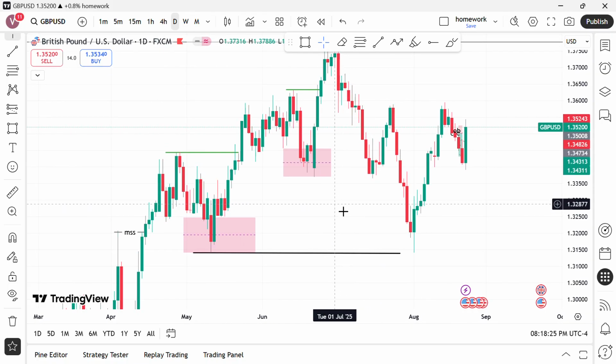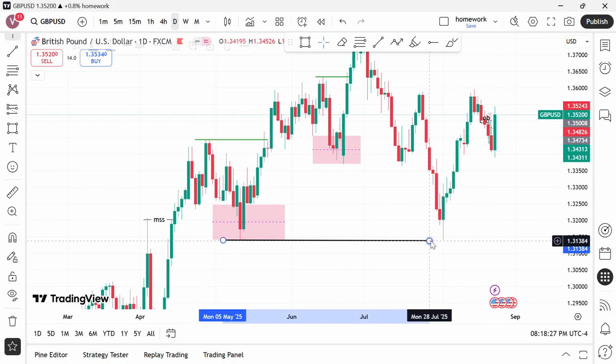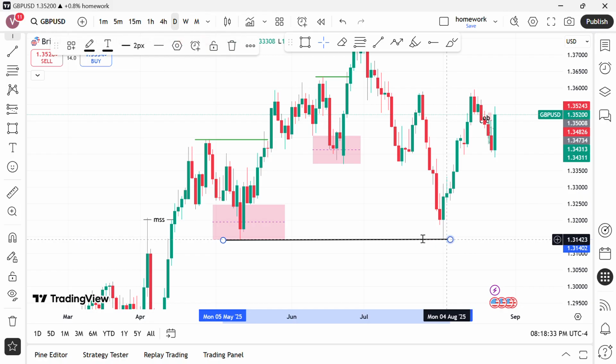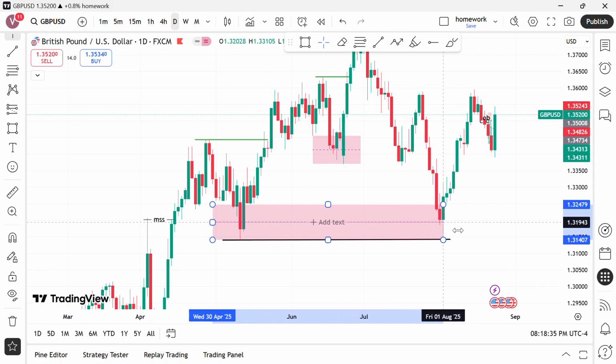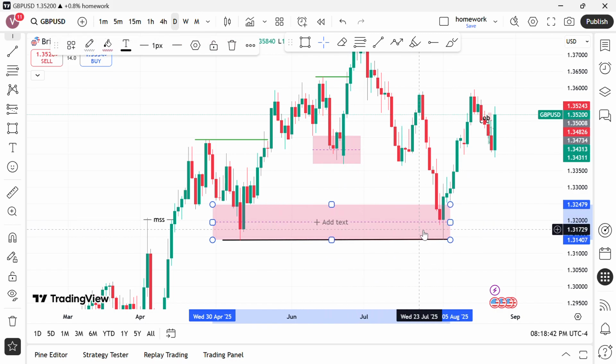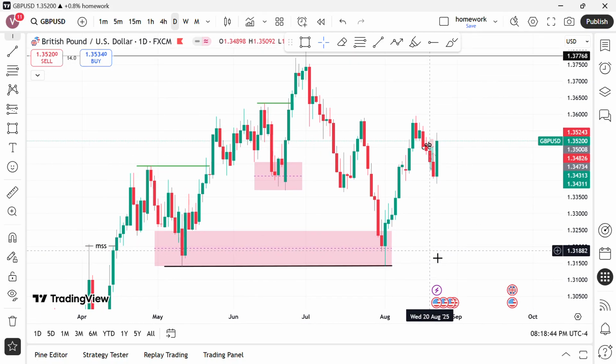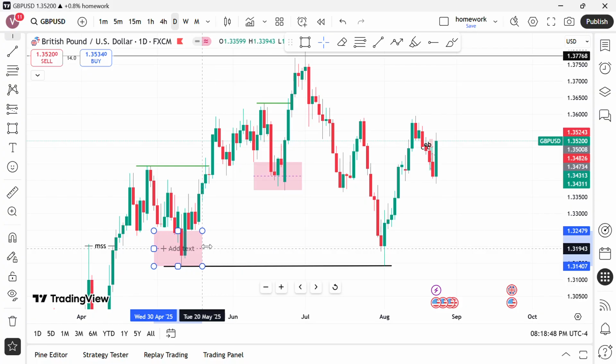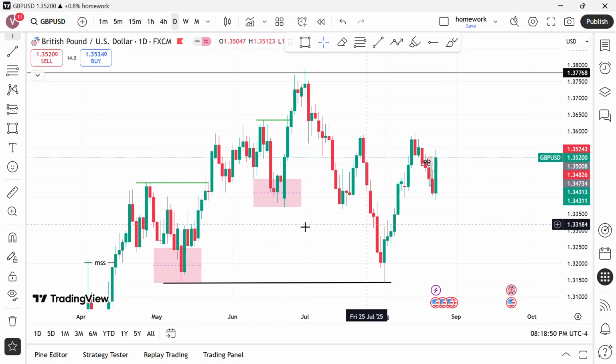Now, if you can remember, I told you to take this swing low as an important mark. That was because this is the part where the sell side liquidity was protected. And as you can see, it came down, and as soon as it tapped it, it went back up. That's why this served as an important region.